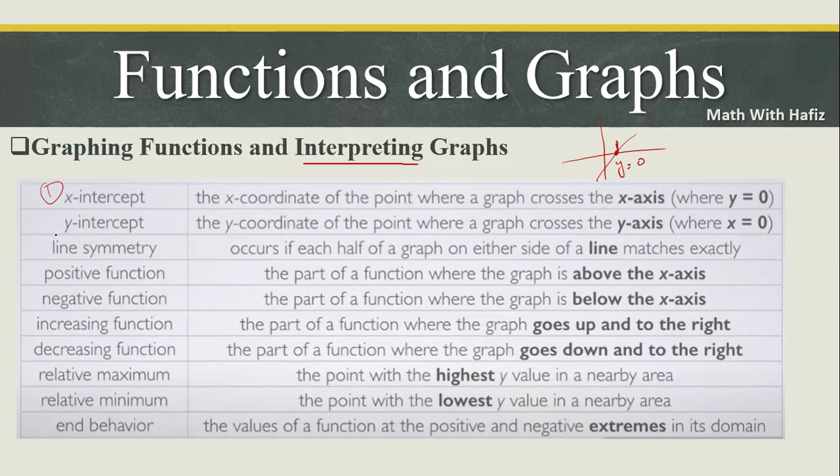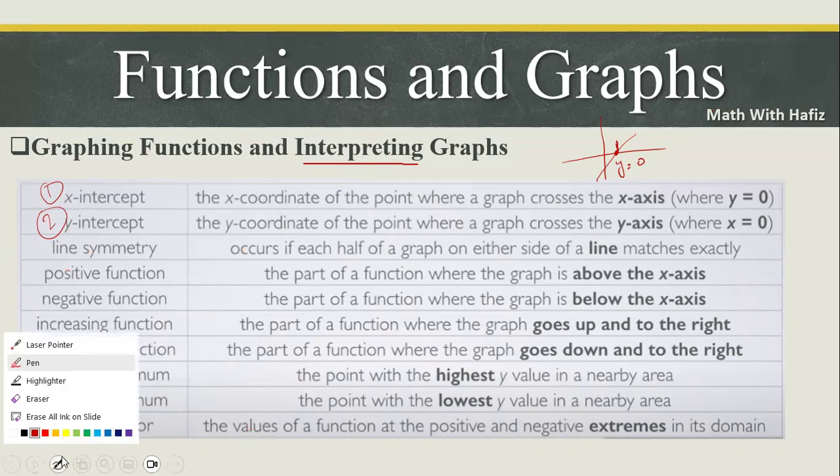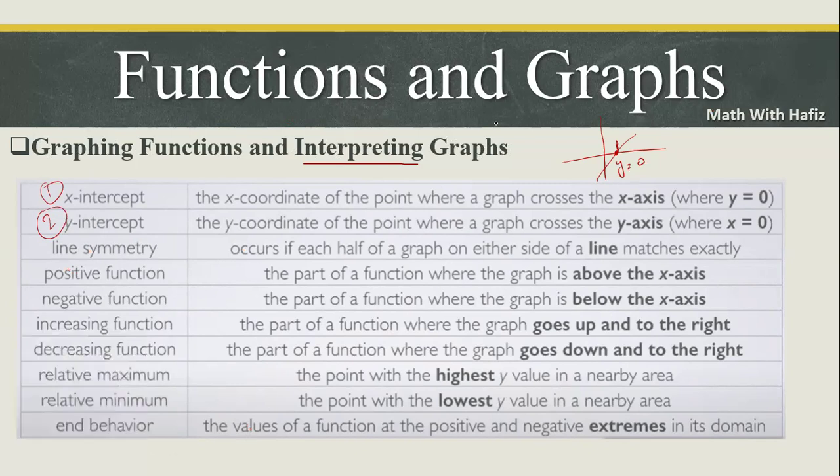The second point we have is the y-intercept. So if you are graphing any function, you can know about the x-intercept and y-intercept. And what is meant by y-intercept? Y-intercept means a point at which the value of x is 0, meaning it will cross your y-axis from here.